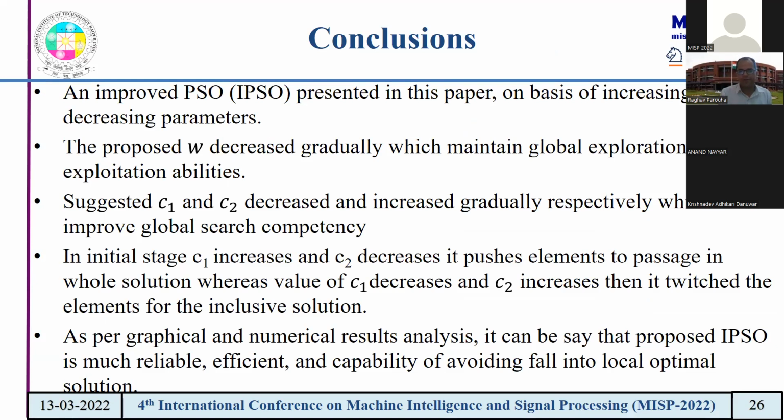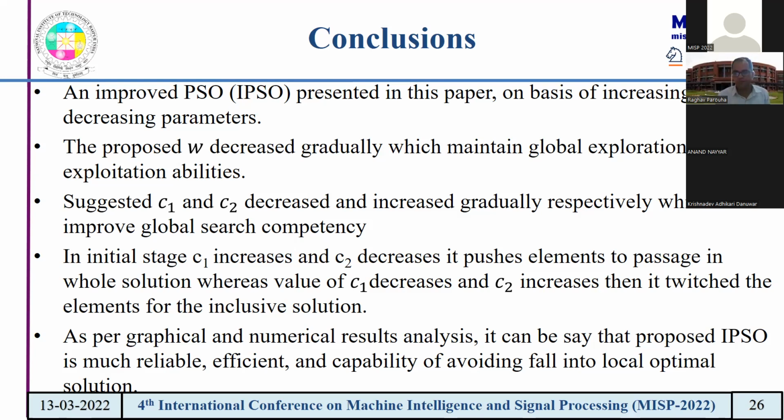Suggested C1 and C2 decreased and increased respectively, which improves global search competency. So initially, if we see, C1 increases and C2 decreases, it pushes elements to pass through whole solution exploration, whereas when C1 decreases and C2 increases, it turns to the inclusive solution, meaning exploitation.